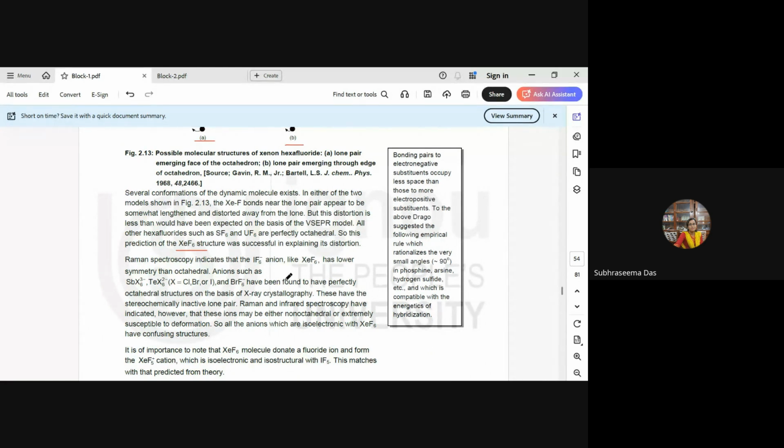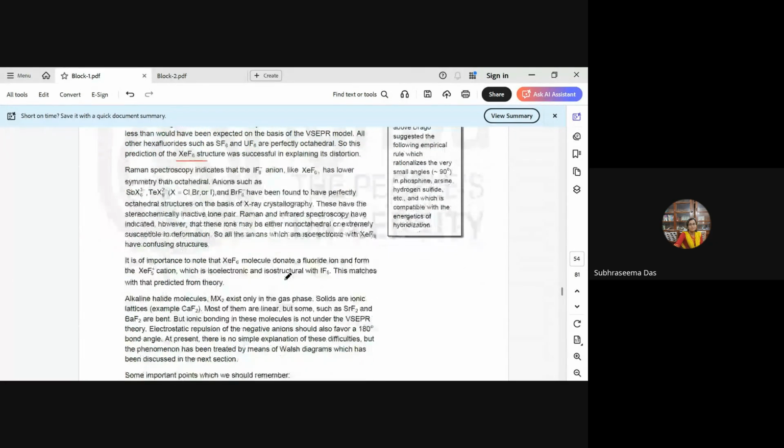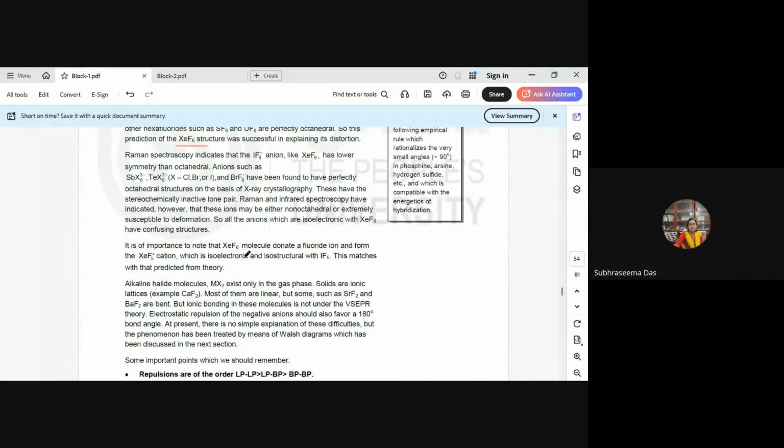Then Raman spectroscopy was performed, and further, the XeF6 molecule structure, from the Raman spectra, it was found that it is isoelectronic with the XeF5 plus cation, which is isoelectronic and isostructural with IF5. So ultimately, Raman spectroscopy and infrared spectroscopy confirmed the structure of xenon hexafluoride.